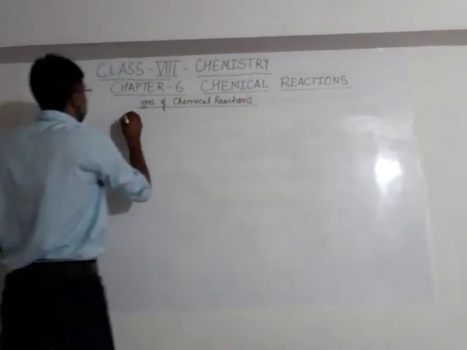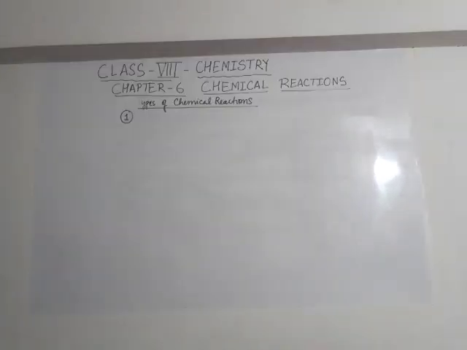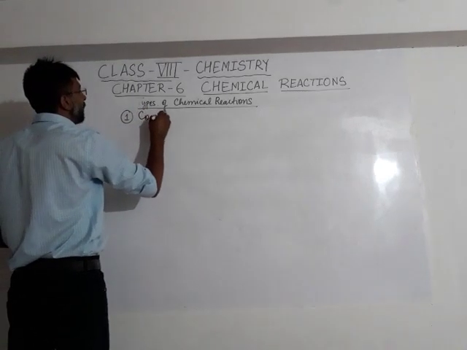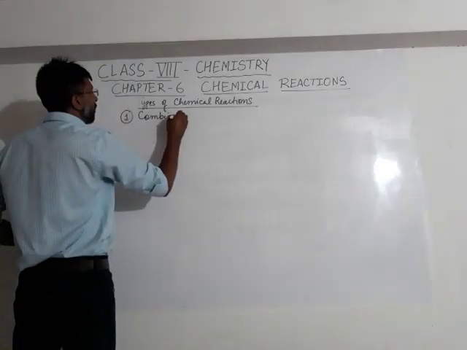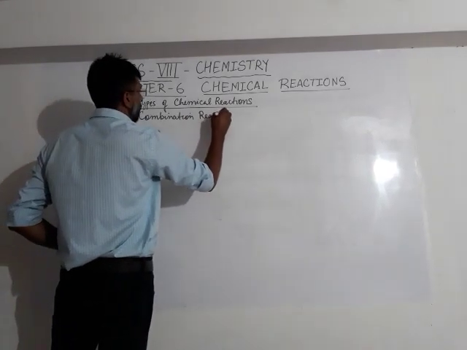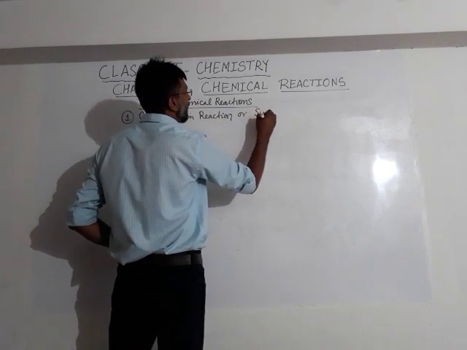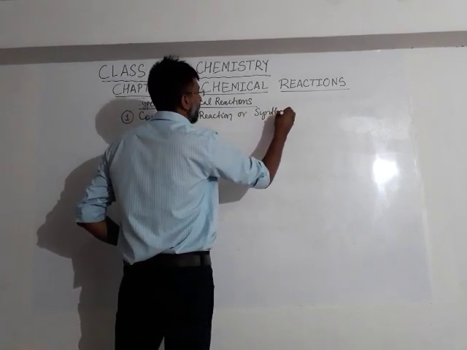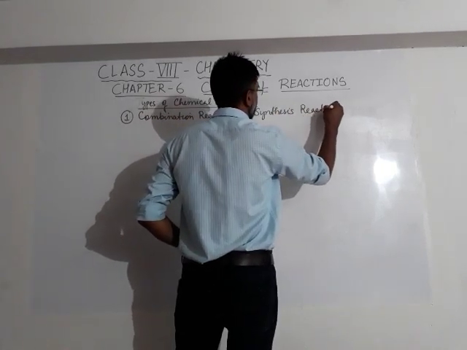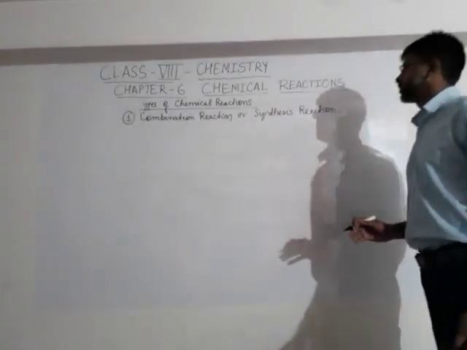Now, the first type, number one, the first type of chemical reaction, is called combination reaction, or synthesis reaction. Now what is the meaning of combination reaction or synthesis reaction?